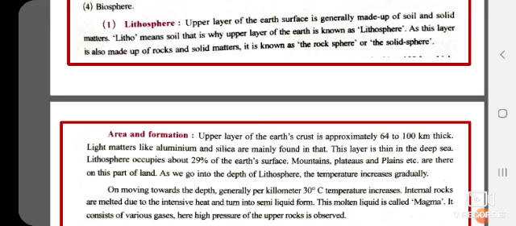The layer on which we are staying, the upper layer of the earth's surface, our ground, is made up of soil and other solid matters. So litho means what? Litho means soil that is on the upper layer of the earth, and that is known as lithosphere. It means it is the soil on which we are staying. This layer is made up of rocks and several solid matters, so it is also known as rock sphere or the solid sphere.